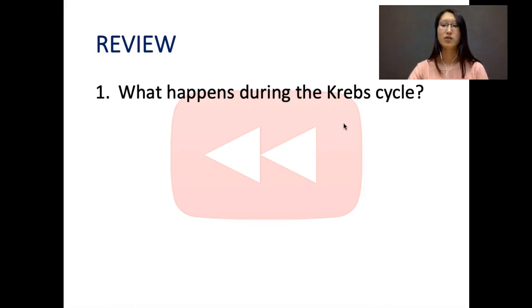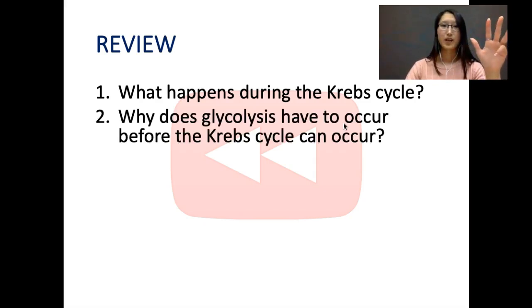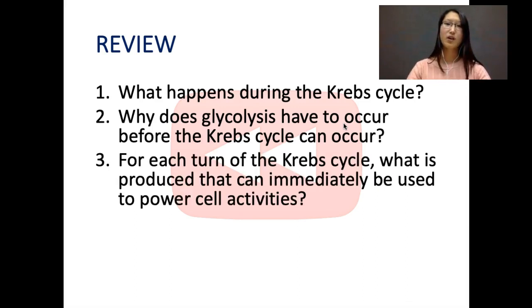What happens during the Krebs cycle? Acetyl-CoA is processed and all these things are made: ATP, NADH, FADH2, and CO2. Why does glycolysis have to occur before the Krebs cycle can occur? Because pyruvate has to be made and be processed into acetyl-CoA before the Krebs cycle can occur, because glucose cannot enter the Krebs cycle. For each turn of the Krebs cycle, what is produced in order to power cell activities?